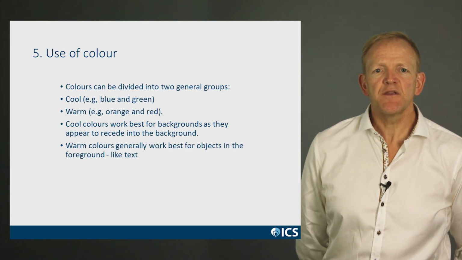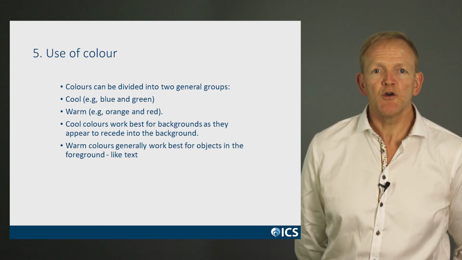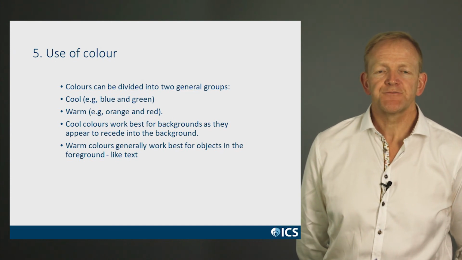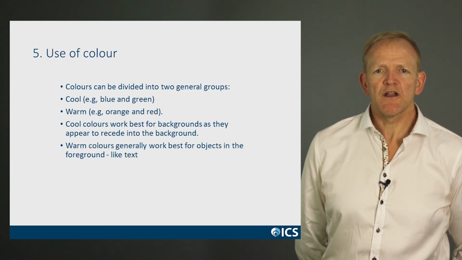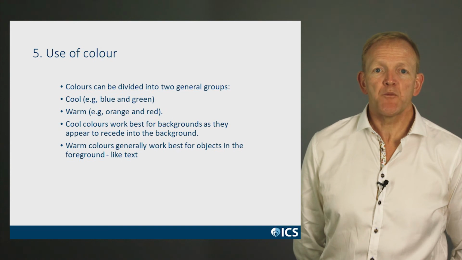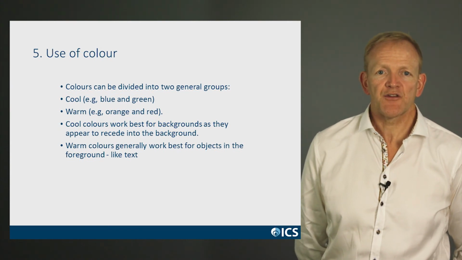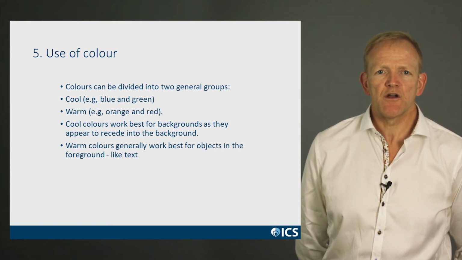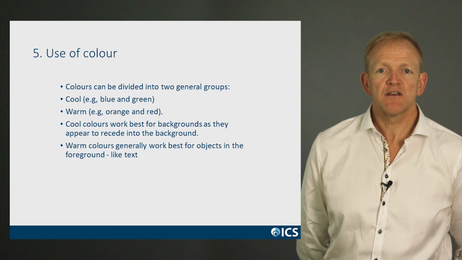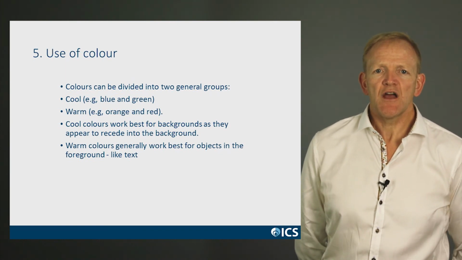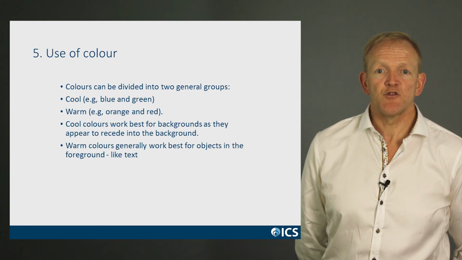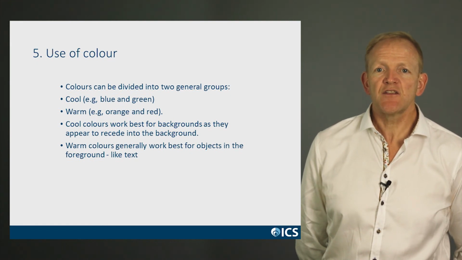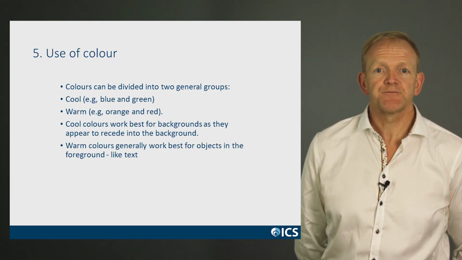Colours can generally be divided into 2 groups. There are the cool colours such as blue or green, and warm colours, for instance orange and red. Cool colours work best for backgrounds as they appear to recede into the background. Warm colours generally work best for objects in the foreground, like text. Choose your colours and try them for effect, either by viewing them yourself or soliciting the opinion of others to see if they work.